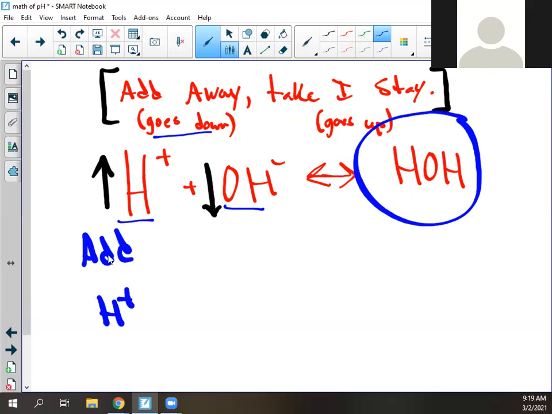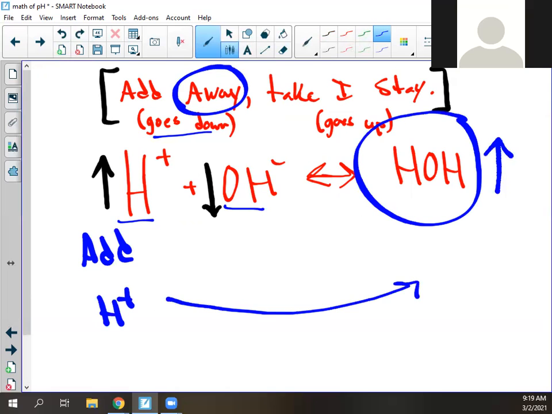Oh boy. If I add, what direction do I go? If I add H plus, I go away. If I go away, that means the HOH goes up. So if I ever add one of these, water always goes up. If I ever remove one of these, water goes down. If I ever add or remove H plus or OH, the other one does the complete opposite.